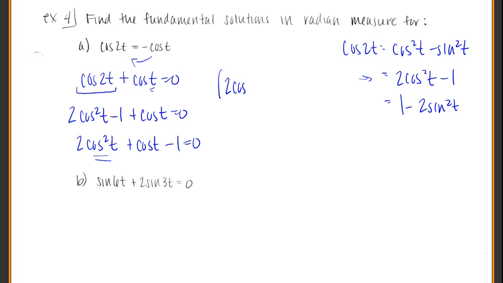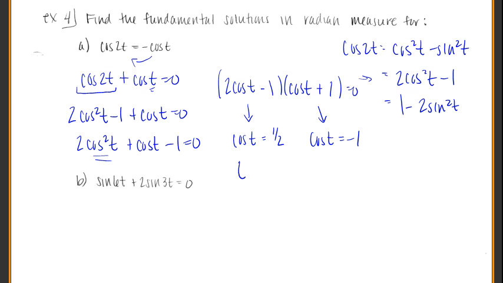So I'll have 2 cosine t and cosine t. Factors of negative 1, let's see, we have 1 and 1. To get the middle term to come out positive, I'll put a plus right there and a minus right there. So this first parenthesis is telling me that cosine t is going to equal a positive 1/2. And the next one tells me that cosine t is going to be negative 1.